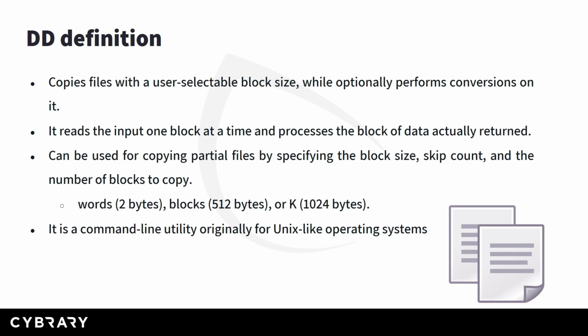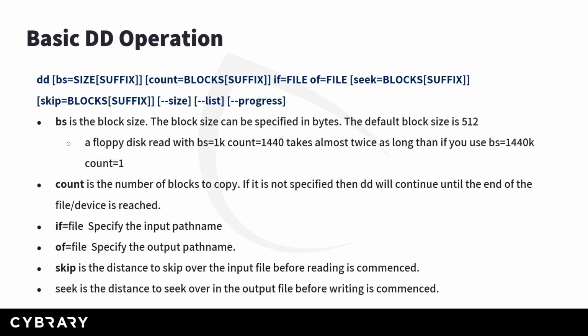Although DD is a command line utility originally for Unix-like operating systems, there is a version which allows the flexible copying of data under a Windows environment. This is the structure of a DD command. The BS is the block size. The block size can be specified in bytes.